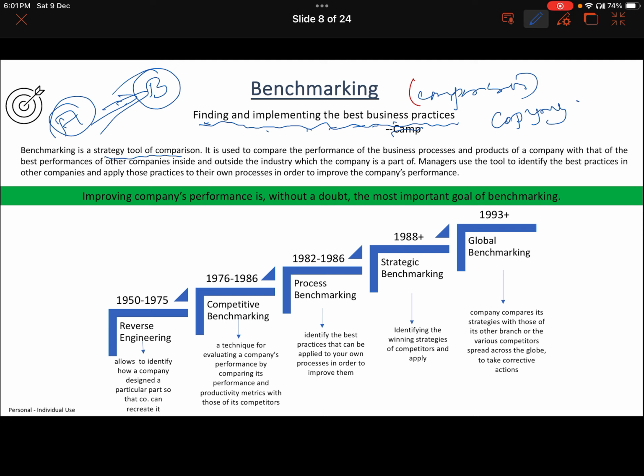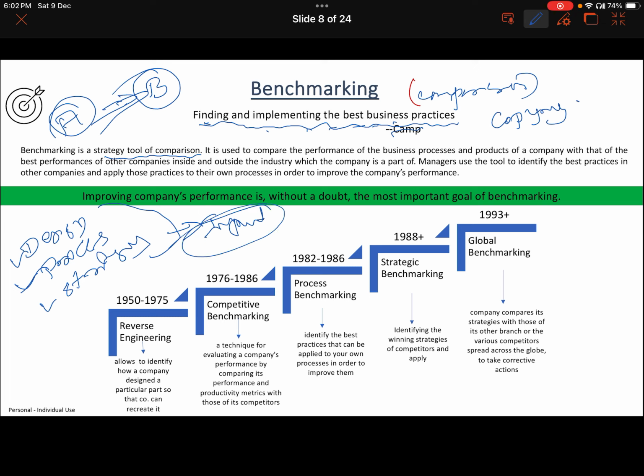Benchmarking is a strategy tool of comparison. We compare our business processes, our strategic decisions, our product design. It might be anything. Anything can be compared with your competitors or other players, and changed in your organization if it is more successful in other parts of the business or other competitors. So then take it and implement it. This is called benchmarking.